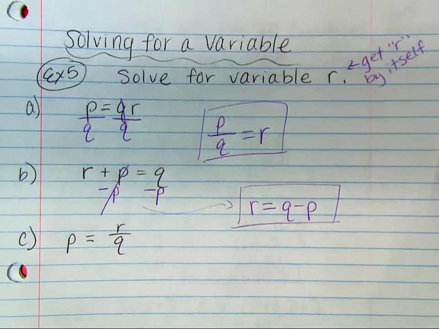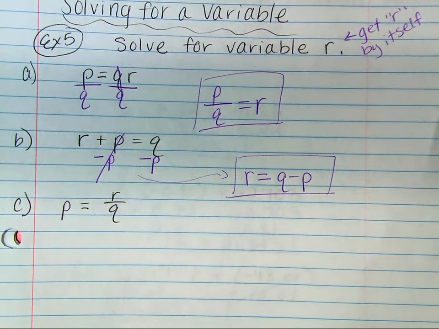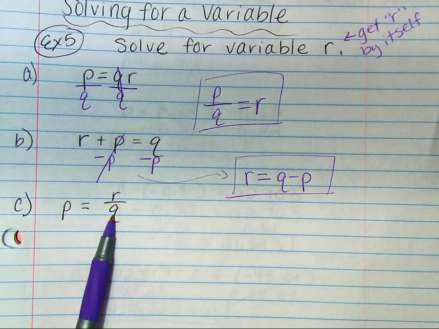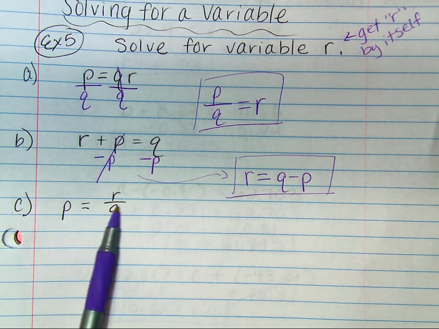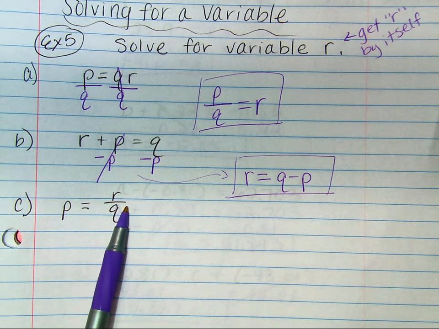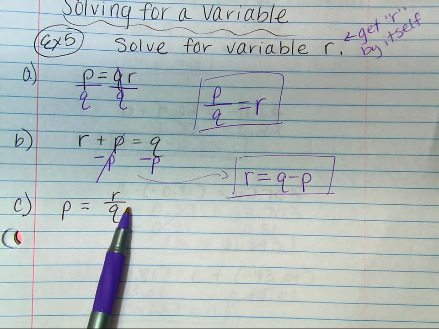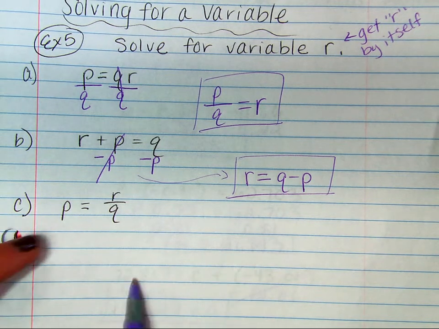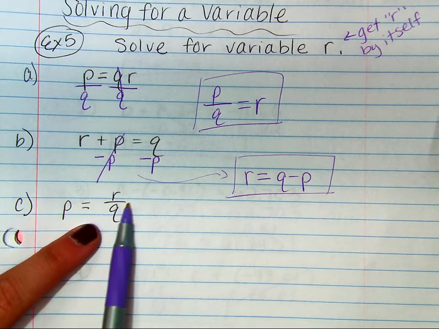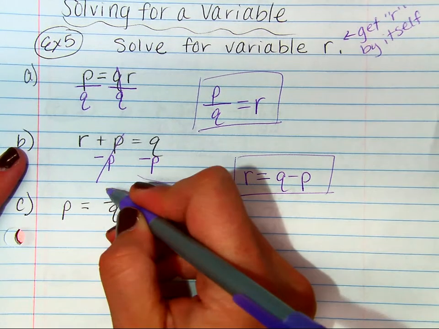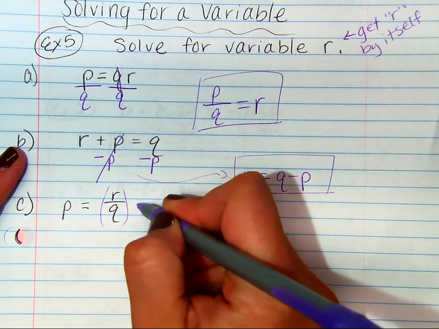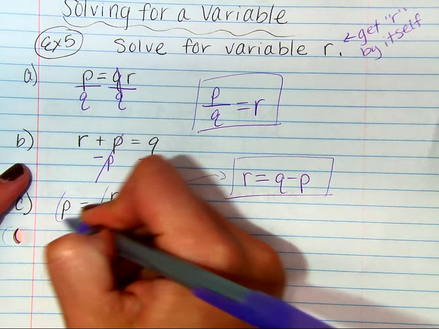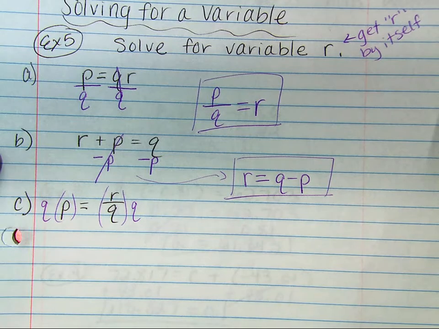Part C, I again need to solve for r. So I need to get that r by itself. Right now I've got r divided by q. So to undo division, I need to use multiplication, my multiplication property of equality. So I need to multiply both sides by something. Well, to get rid of the q, to undo division by q, I need to multiply both sides by q. I like to use parentheses. You might use the little dot signifying multiplication. Either one means the same thing.